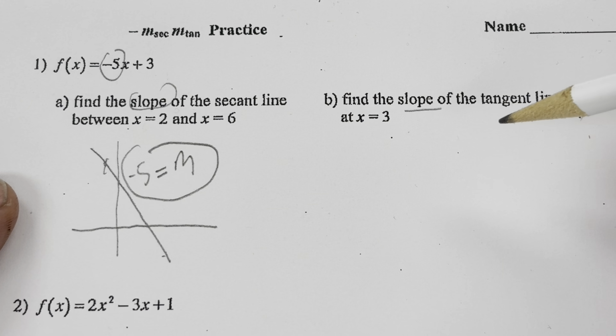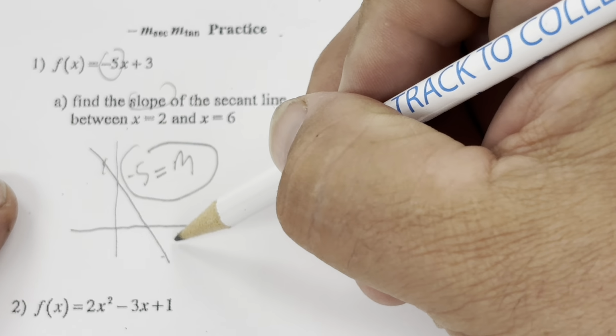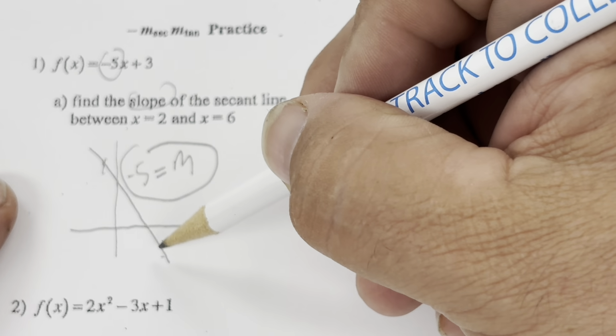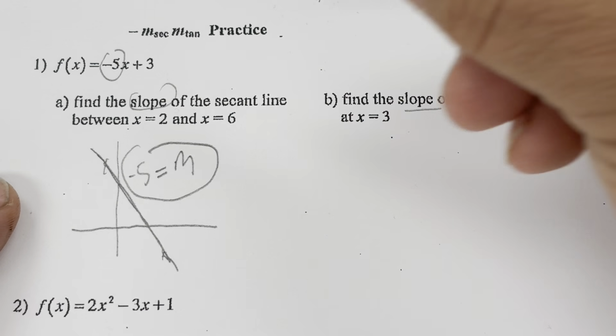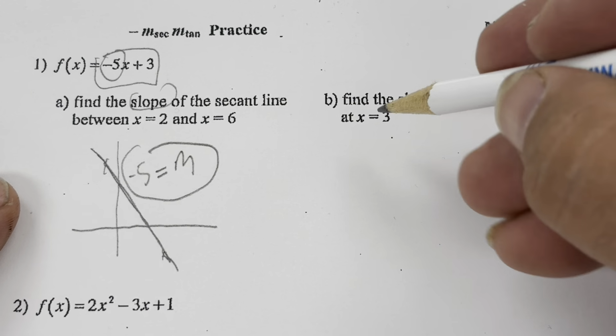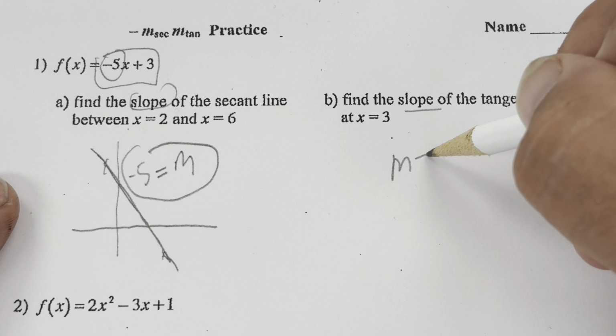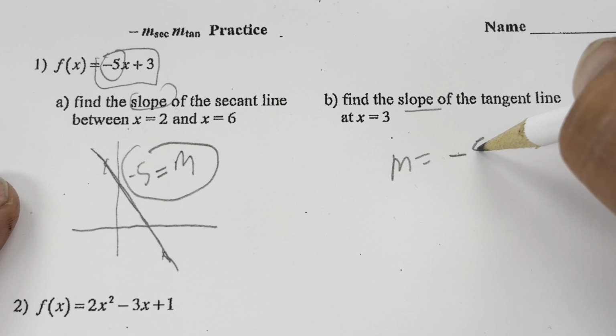Also, the slope of a tangent line at 3. So at 3, wherever 3 is over here on this graph, the tangent line is going to be the line. This only works if it's linear. So the slope of the tangent line is also going to be -5.